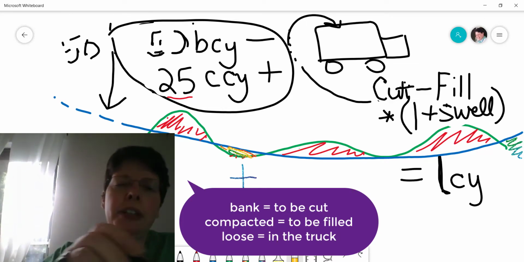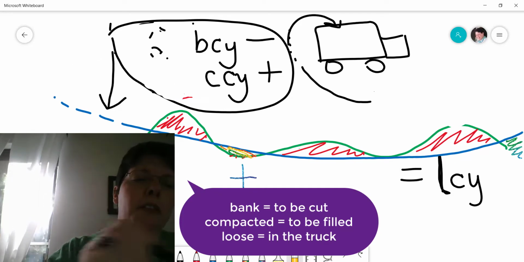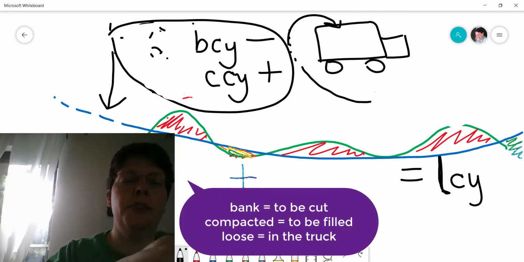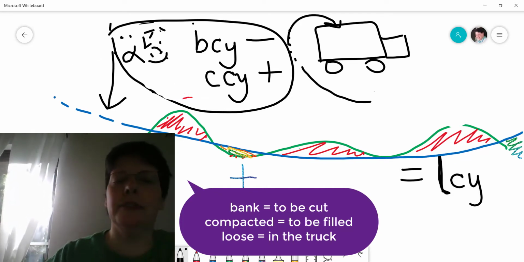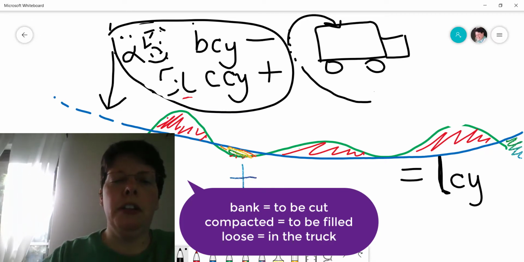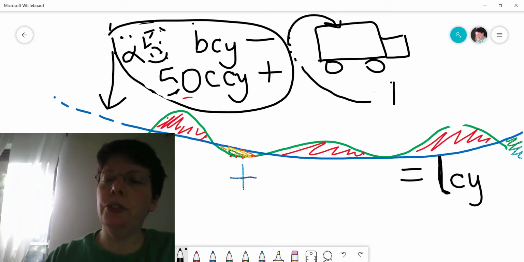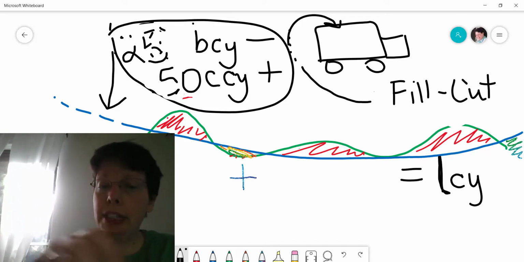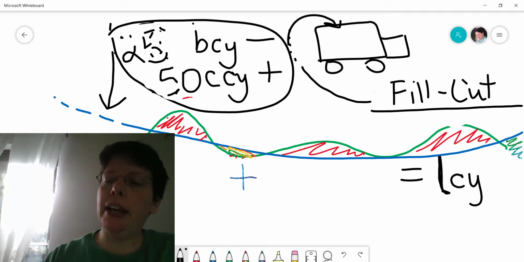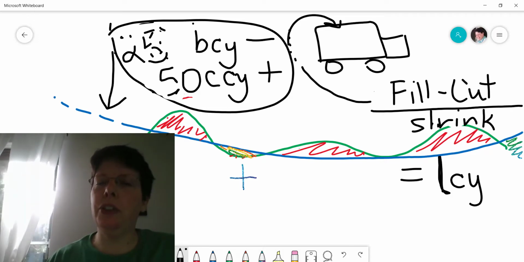So what if it was the other way around? Let's say that it was 25, sorry, that's horrible, and 50 of fill. Well, now you have more fill than you have cut, so you would do fill minus cut. This is the in-the-ground numbers. Then you do divided by the shrink, and that will give you your loose cubic yards.